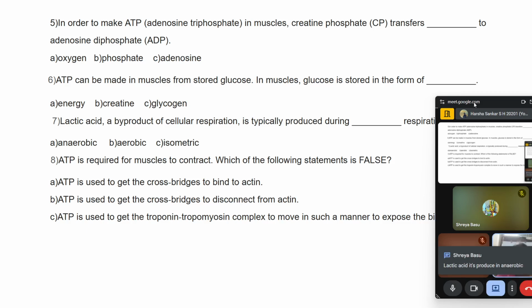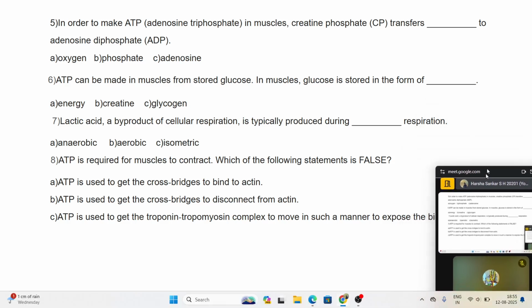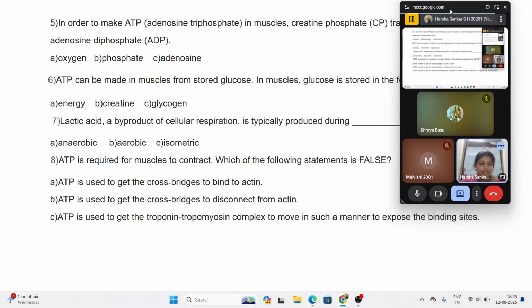Good. ATP is required for muscles to contract. Which of the following statements is false? ATP is used to get the cross bridges to bind to actin. ATP is used to get the cross bridges to disconnect from actin. ATP is used to get the troponin tropomyosin complex to move in such a manner to expose the binding site. What is the correct answer? A, B, or C?